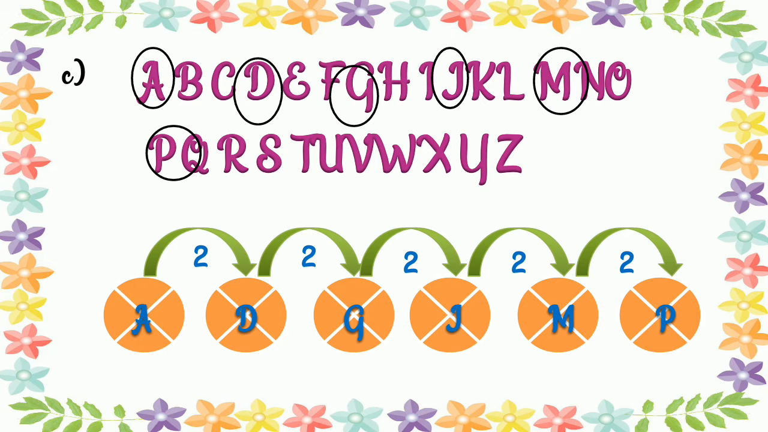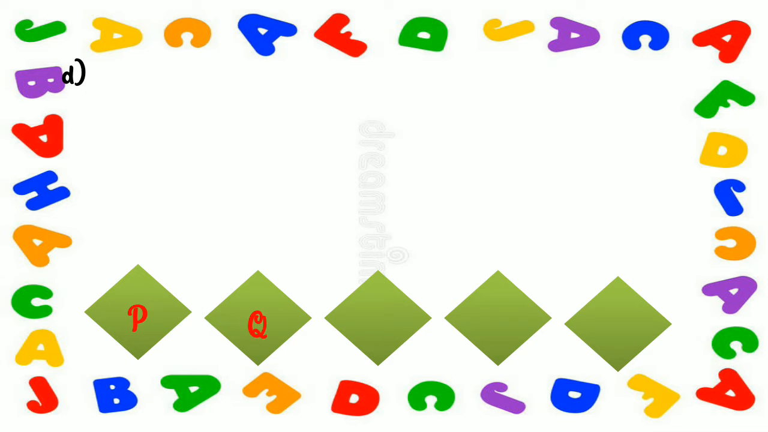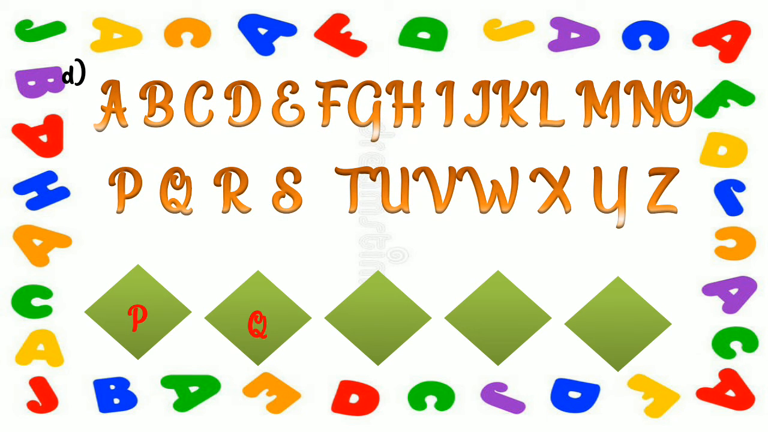So now we are going to learn the next question. Our question is P and Q. So now we see how to continue the series. Here we have the alphabet A to Z. So where is P? So here is P. Here P and Q. In this we see first P and then Q.